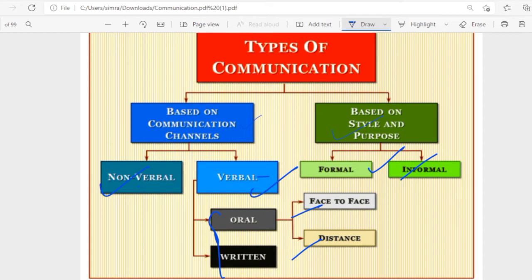Okay, this is another chart. So now first we will see what is internal communication. Internal communication has 2 types. First one would be formal communication, and second one would be informal. There are 2 types in internal: one is formal and one is informal.